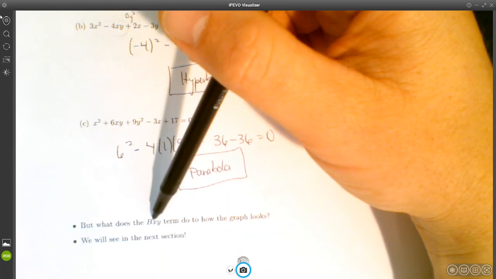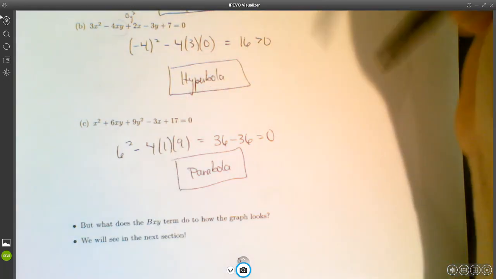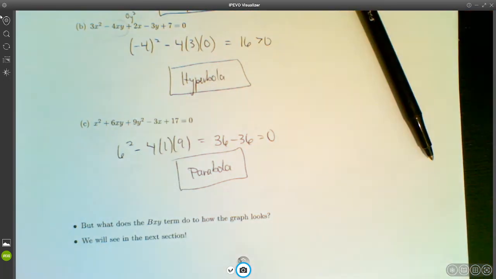Now the question is, what does the bxy term do to how the graph looks? Well, we'll see in the next section. Looking at that animation in Desmos, you probably have some idea, right, that it's going to rotate things a little bit. But that's all I'm going to say for now. I'll see you in the next section.